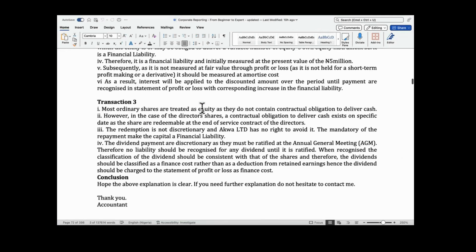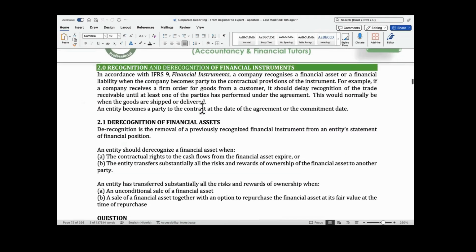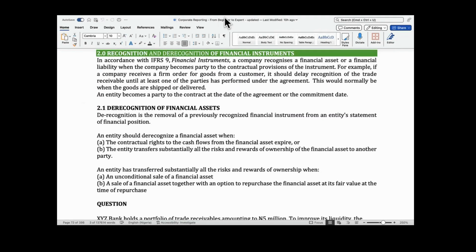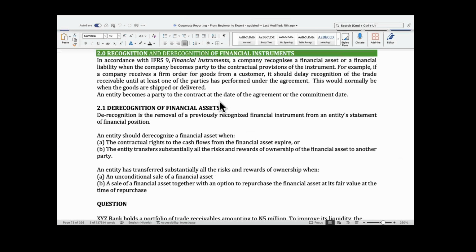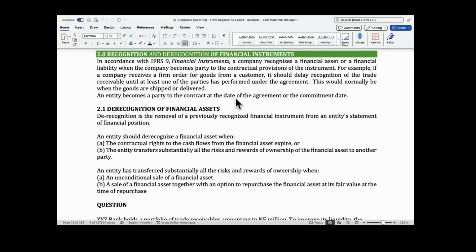Okay, I'm now showing you the solution. This is the solution here. Now, let's look at another part.